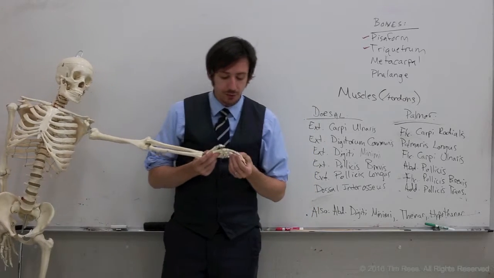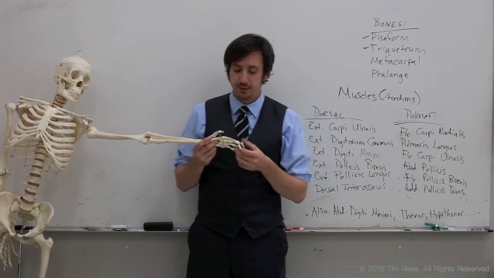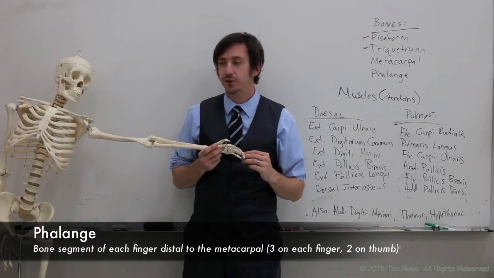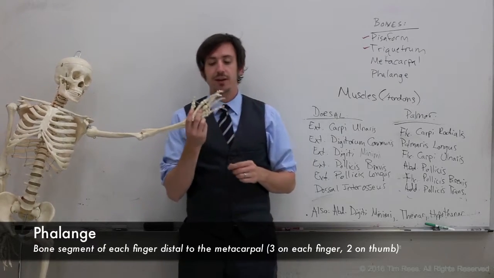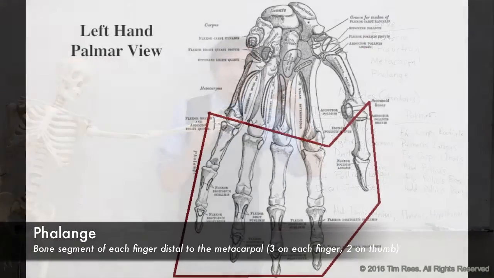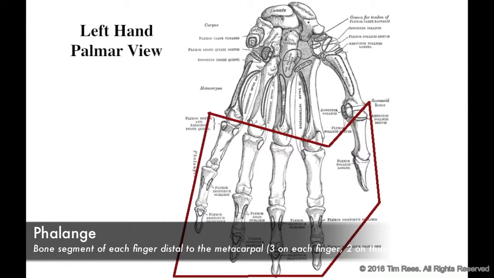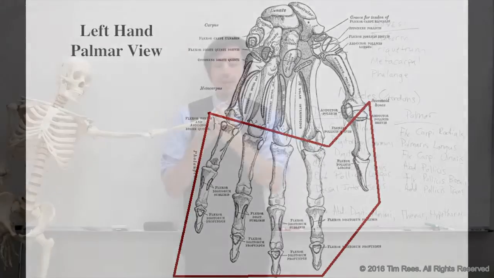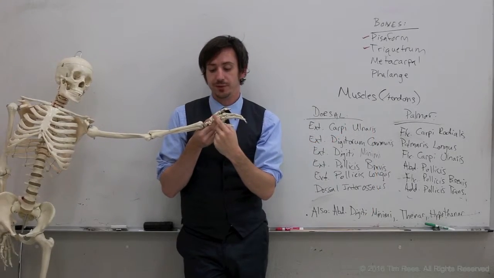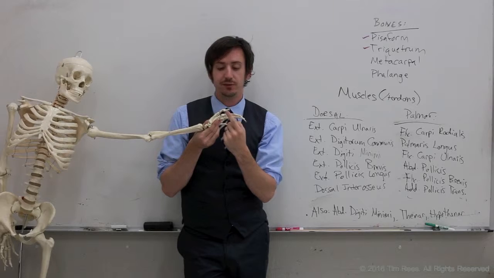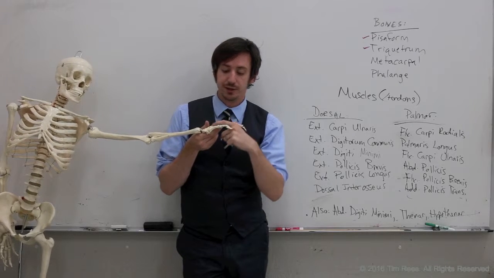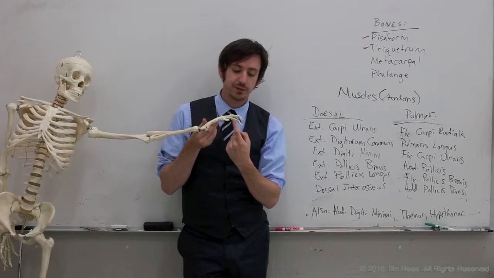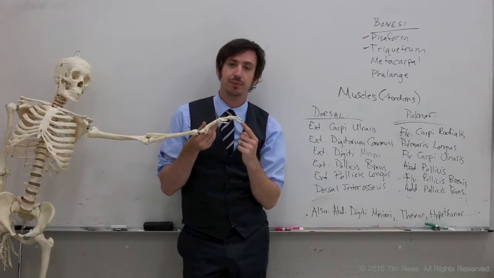Now, beyond the metacarpals, we have what are called phalanges, literally translated to soldiers. And the phalanges are the fingers. You'll notice that each finger has 3 segments, 3 phalanges to it. The thumb has 2. So the thumb has the metacarpal, and then a phalange segment, and a phalange segment. Every other finger has the metacarpal, and a phalange segment, a phalange segment, and a phalange segment.